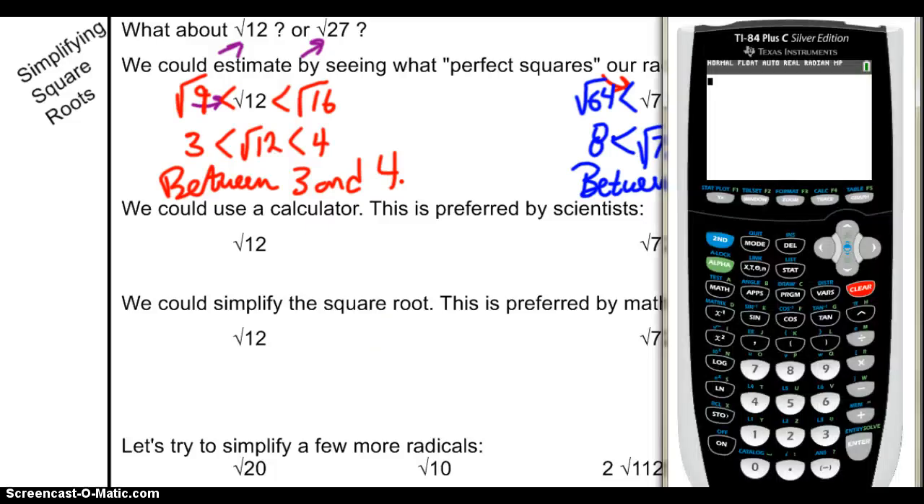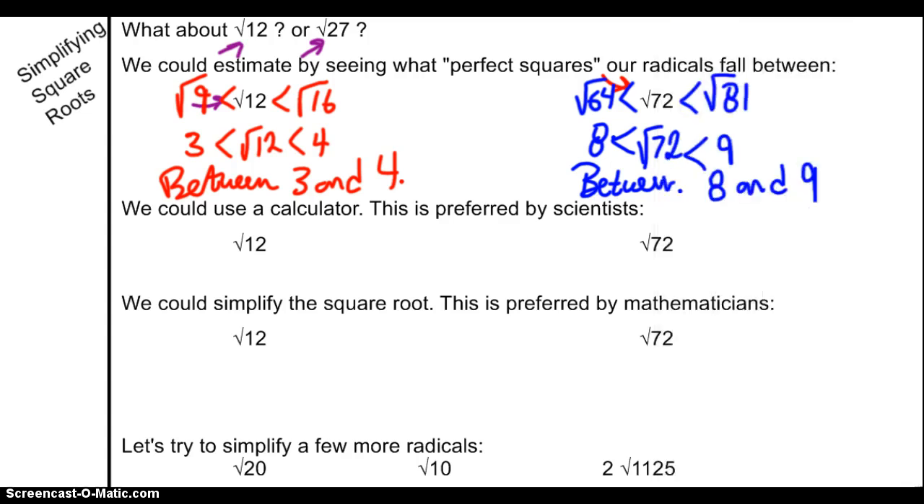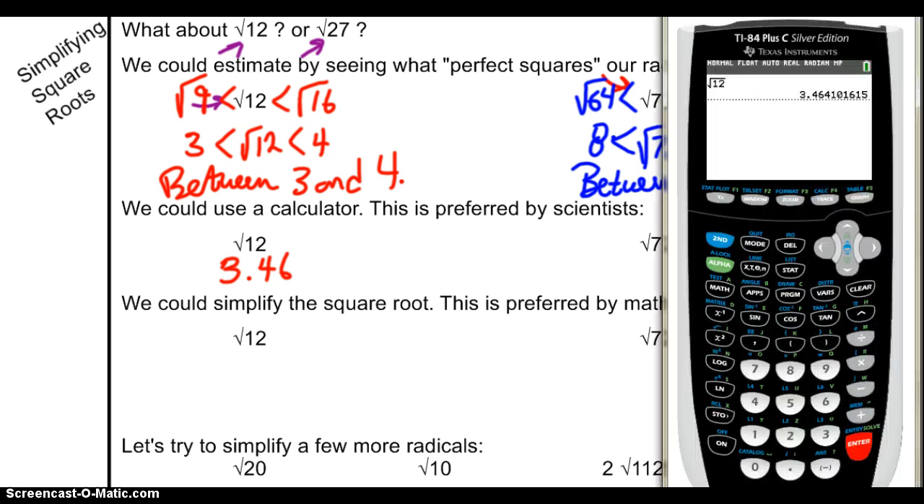Let's use my calculator. I'm going to press second, and there's the square root symbol right there, and then 12 under that square root, and enter, and I get 3.4641, etc. So I'm going to round to 3.46 to 2 decimal places. What was the next number there? It was 464, so that means I'll round just to 3.46.